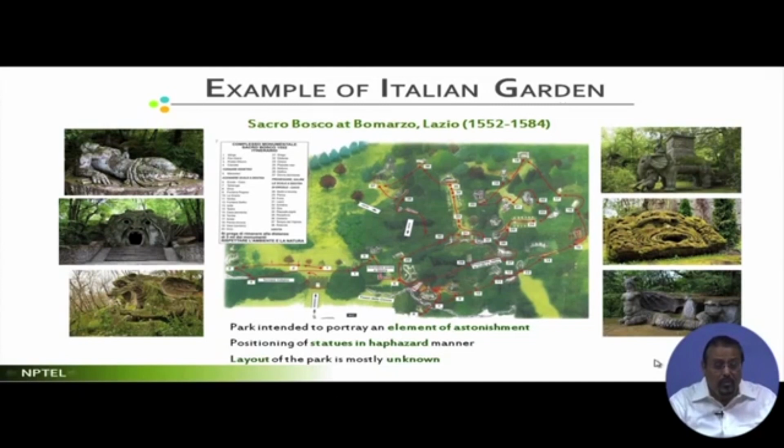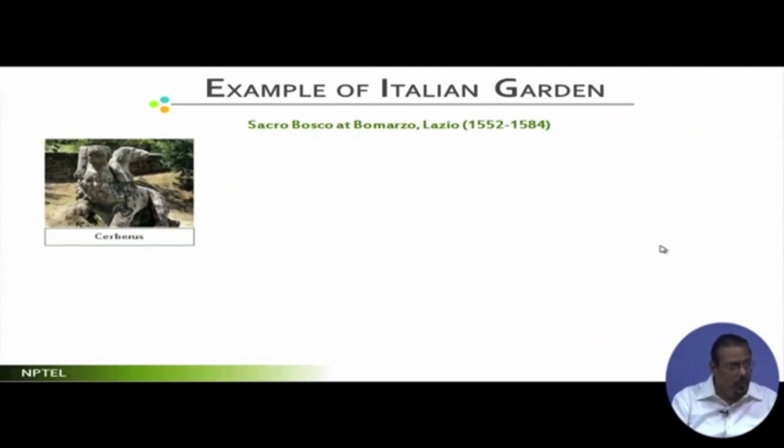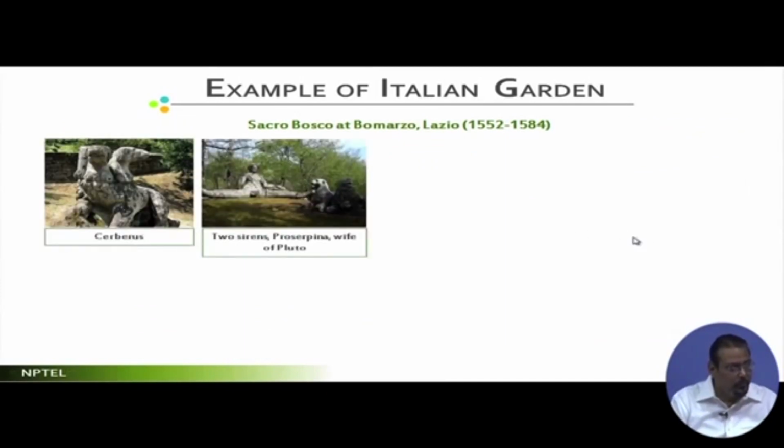So the layout, this is a tourist map from which we have collected. So the actual layout you do not know, but however, if this is a kind of track where people do move, it simply indicates that it is absolutely haphazard. And quickly going through some of the elements.